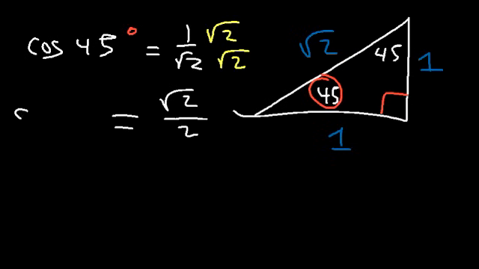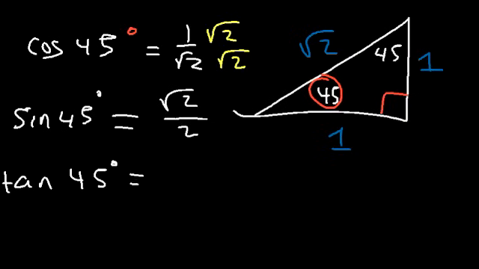Sine 45 is also root 2 over 2. Tangent of 45 degrees is going to be opposite over adjacent. 1 over 1 is just 1.